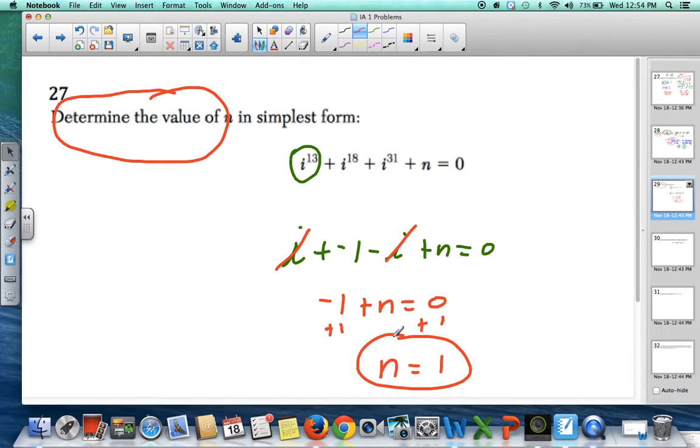And that would be the answer I'm looking for. We need to put that in there. So that's what they're saying. Determine the value of n is the same as solve for n. Get n by itself. All right, next problem. We've got a couple more to go.